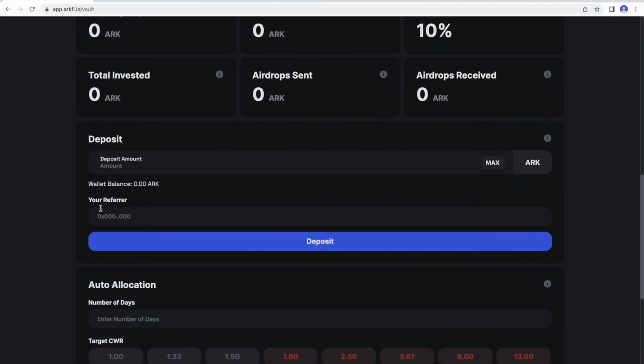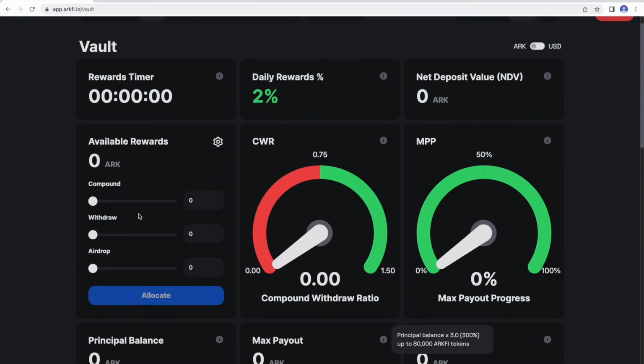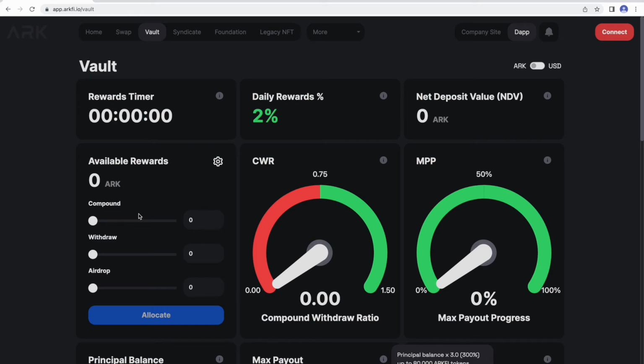Now, we quickly glanced over this when we were talking about depositing Ark into the vault. But whenever you deposit, or before you start in the system, you're going to need a referral address. So this could be your friend, someone that introduced you to the system. It's just a way to pay them a little commission. And if you don't put anyone here, a wallet gets automatically chosen for you, essentially. So if you're interested in joining the system, I would definitely put the referral of someone that introduced you.